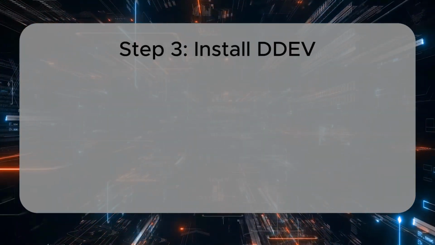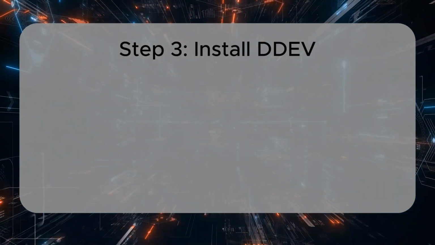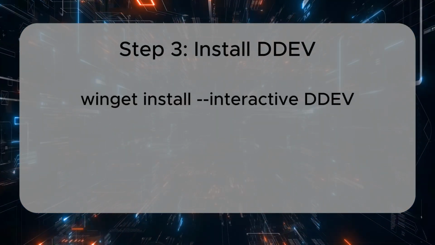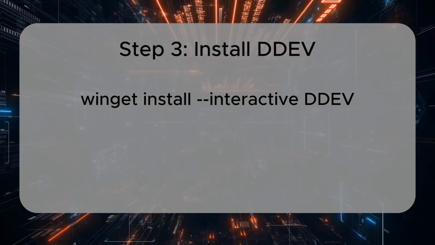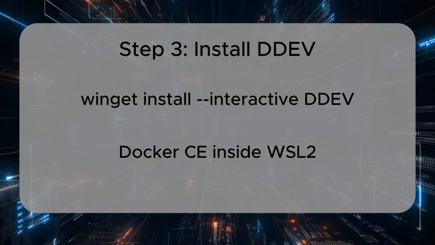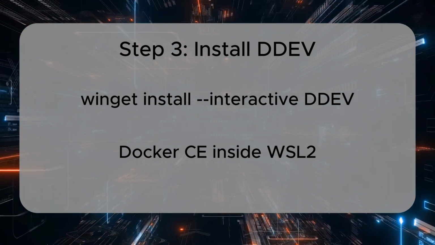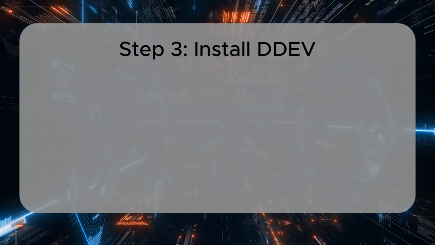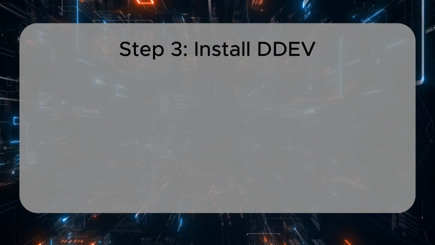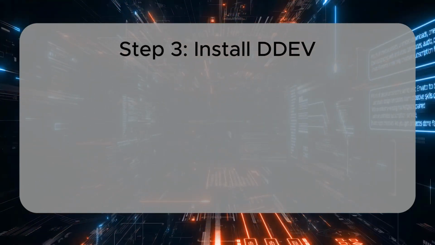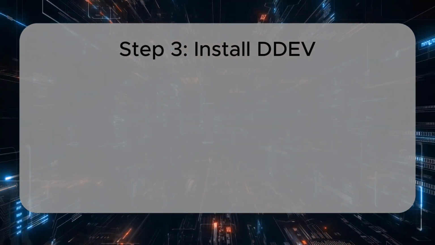Now, we'll install DDEV. The easiest method is using winget from PowerShell. Run winget install --interactive DDEV. During the installer, choose the recommended option, Docker CE inside WSL 2. Then, when it asks for the WSL distro name, enter DDEV. This option lets the DDEV installer set up Docker CE inside your WSL 2 environment automatically.